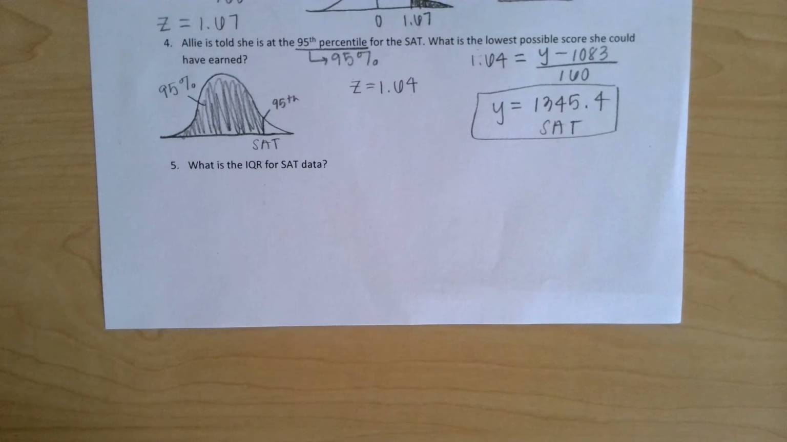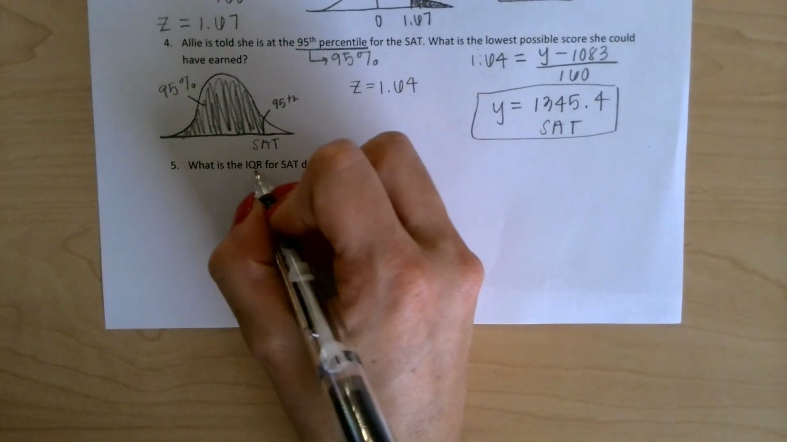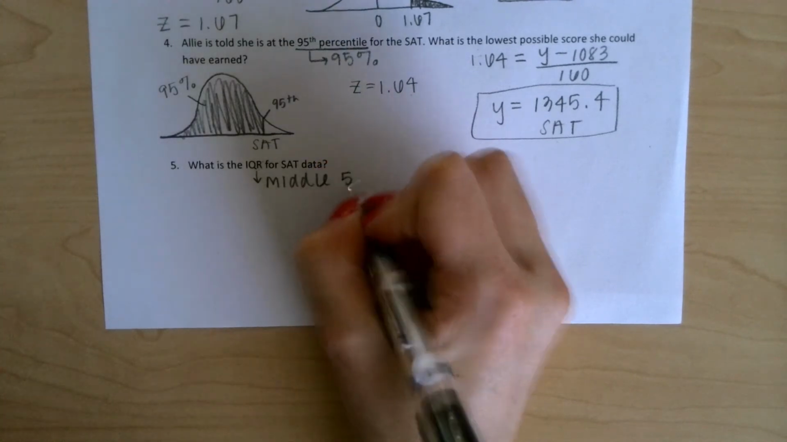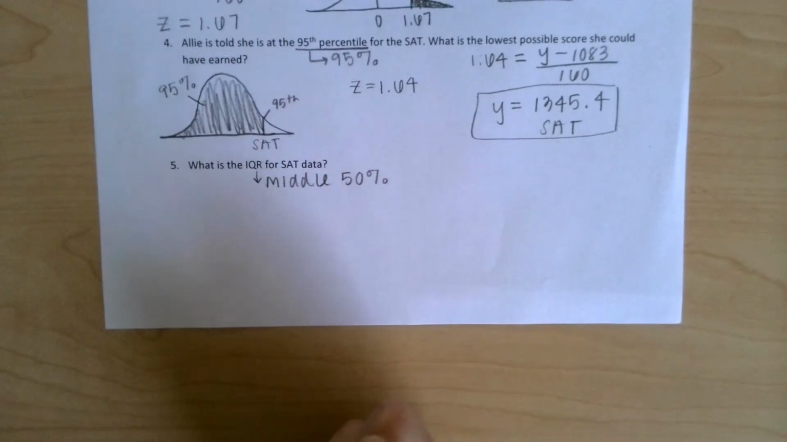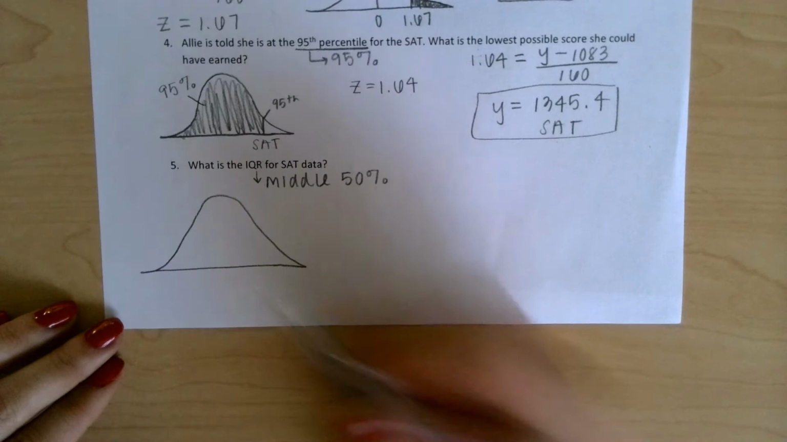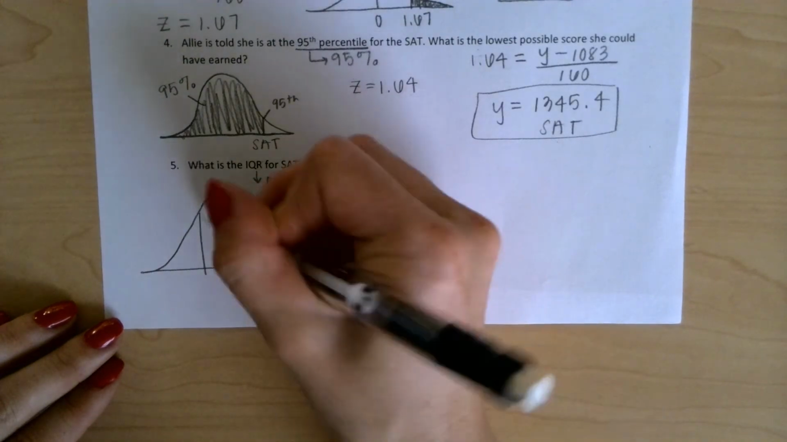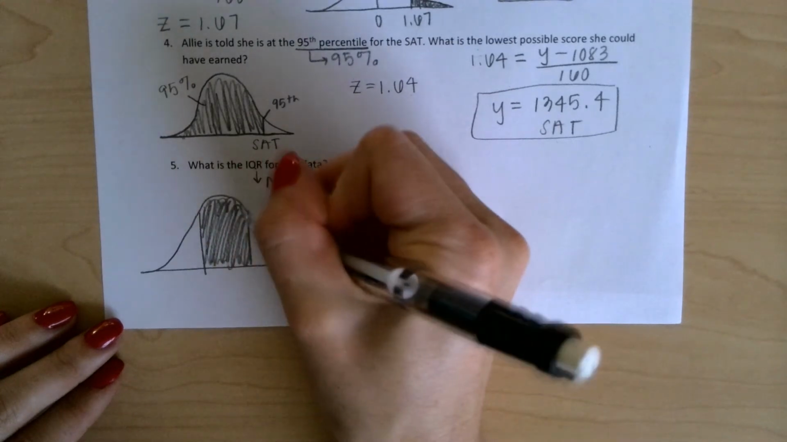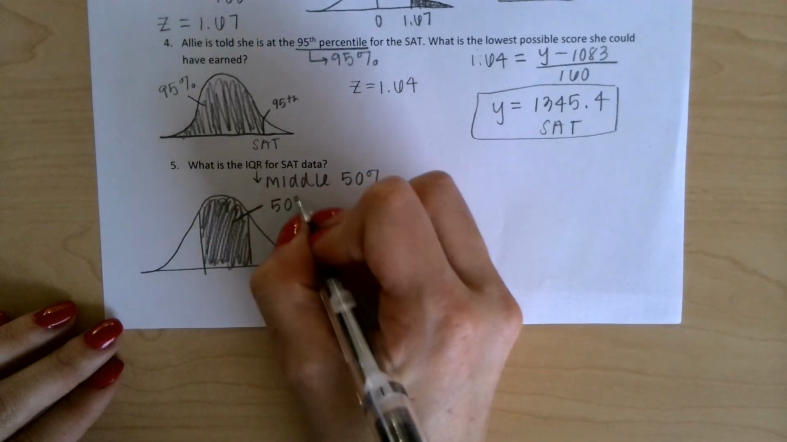The last question here asks us to find the IQR for SAT data. I like this question because it does make us think a little bit about what our data looks like and what the IQR is. So we know that IQR represents the middle 50% of our data. So I'm going to draw my picture. I'm looking for the middle 50%. So this area here in the middle is 50%.